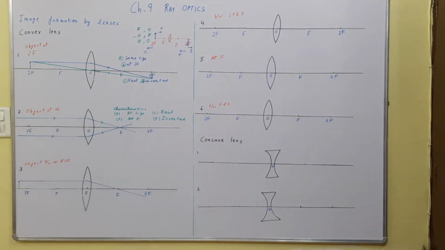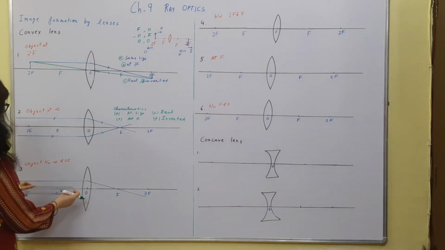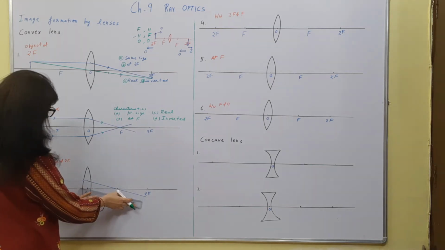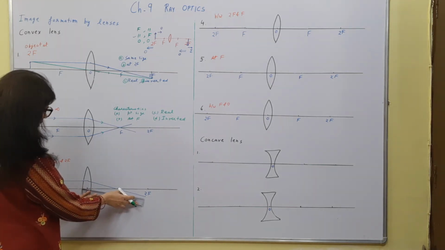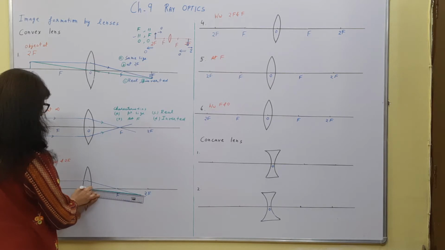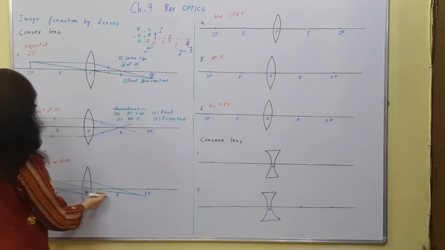Second ray which we can take here is the one which is passing through the optical center. So in the exam, I think you must take care of this thing, that you have to draw the image here before 2f. So you can draw a reverse thing.